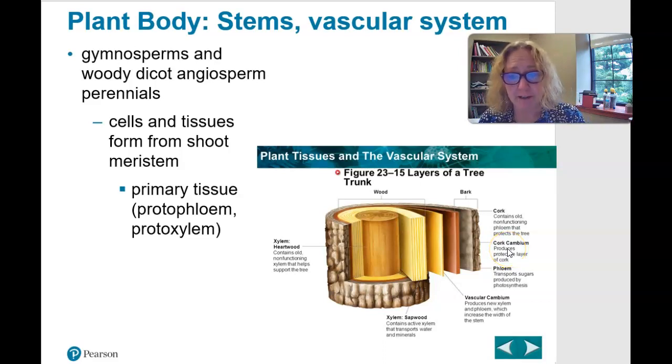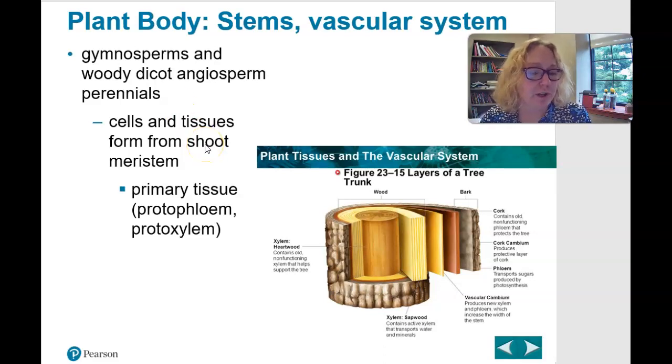Okay, let's talk about bark. Yeah, bark. Exciting. Okay, gymnosperm and woody dicots, and woody angiosperm, perennial. So basically trees. Christmas trees, regular trees. We're talking about trees. We're talking about things that have bark.